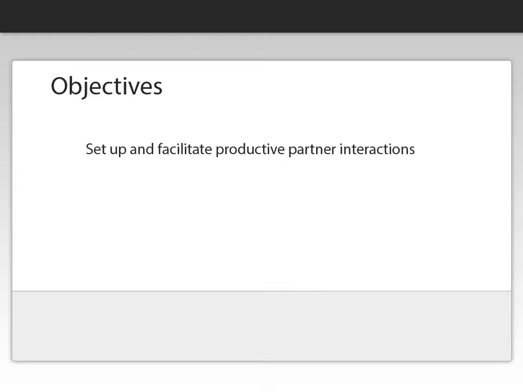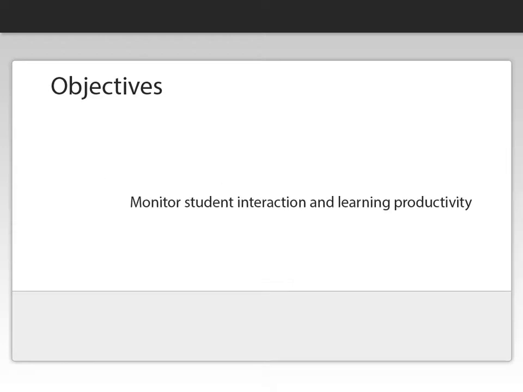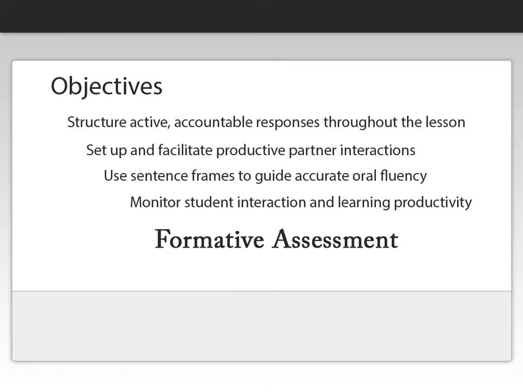We'll talk a bit about setting up and facilitating partner interactions. We will introduce the idea of using a sentence frame to guide accurate oral fluency. We will suggest some strategies for monitoring student interaction. This is an excellent formative assessment tool, as when you monitor student interactions, you will note where there is mastery of learning, where instruction needs to be modified, and for whom and how that modification must happen.